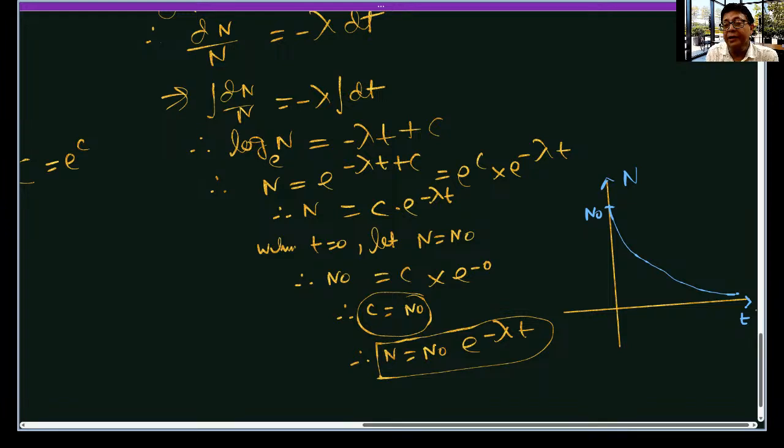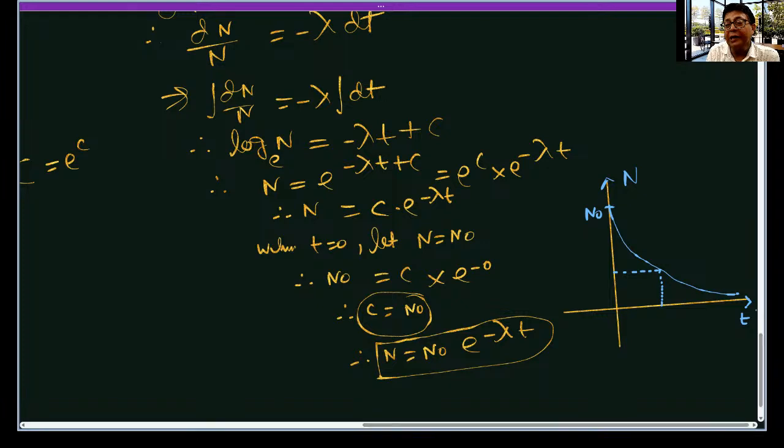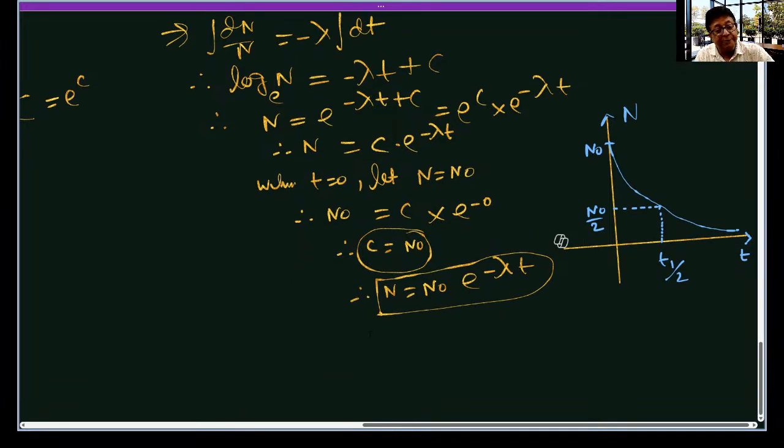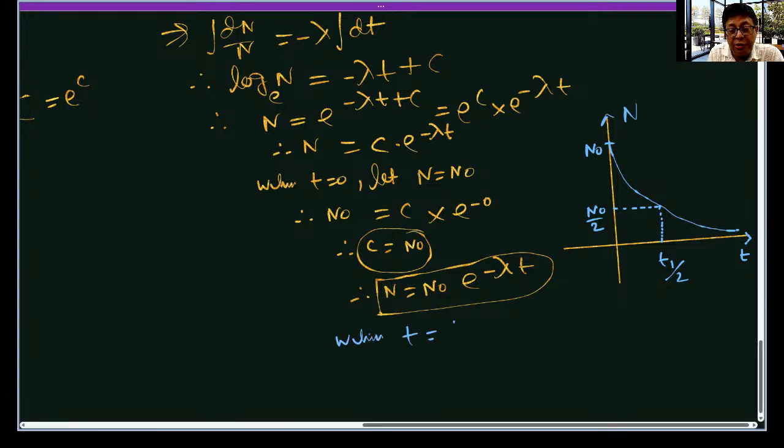When the substance becomes half of the initial value, the time required is called half-life. When it becomes n0 by 2. Sometimes you need to calculate the half-life. So what is half-life? Let me explain in a decay problem. Now when t equal to t half, n equal to n0 by 2.